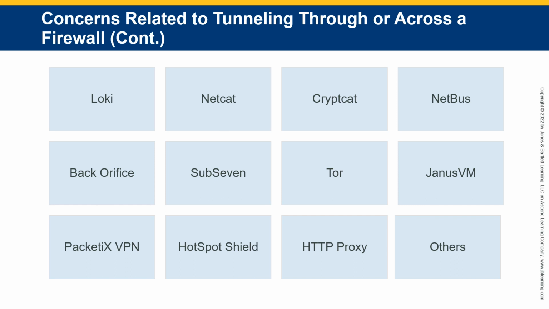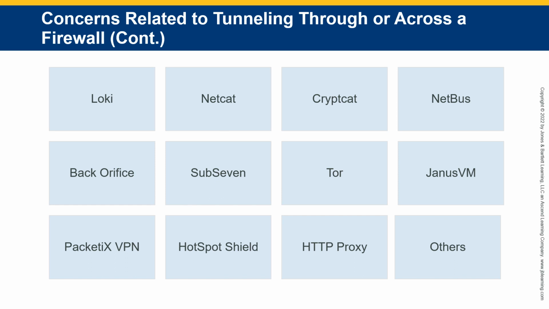Back Orifice is a set of hacker tools that can be used out there. Sub7 is very similar to NetBus. It was originally Sub 10, but they changed it to Sub 7 because it was NetBus spelled backwards, so they just kind of translated it. It's another scanning vulnerability tunnel tool that's out there.